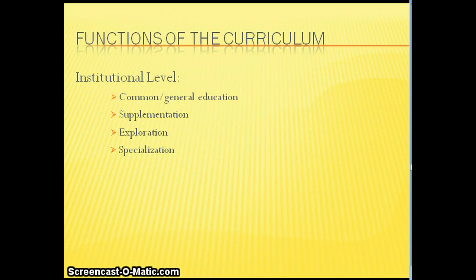So if you think about some of the curriculum in magnet schools, some of them do pre-med or specialties in math and science, the idea is that the curriculum they provide is going to serve this specialization function, and so it's going to be above and beyond in developing the expertise or the skills needed, above that common or general education that most students will need.